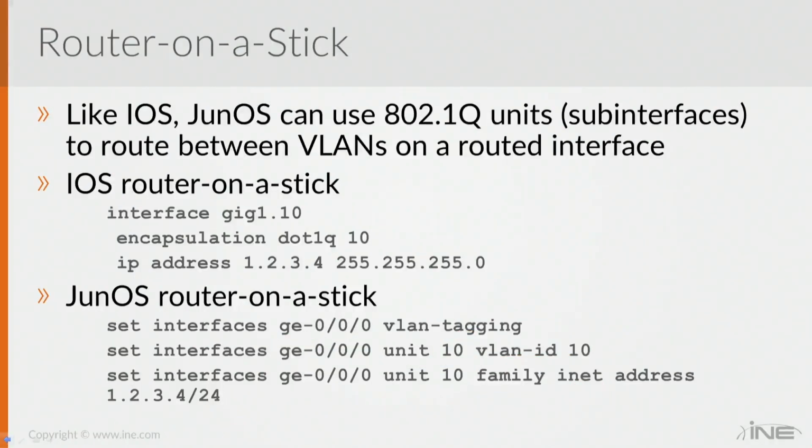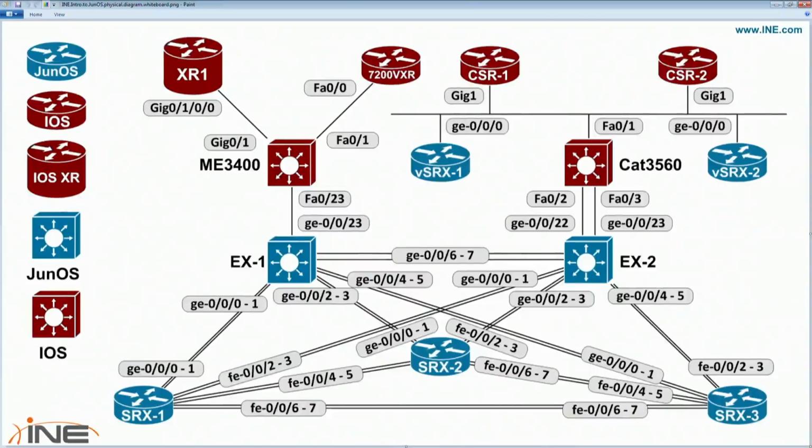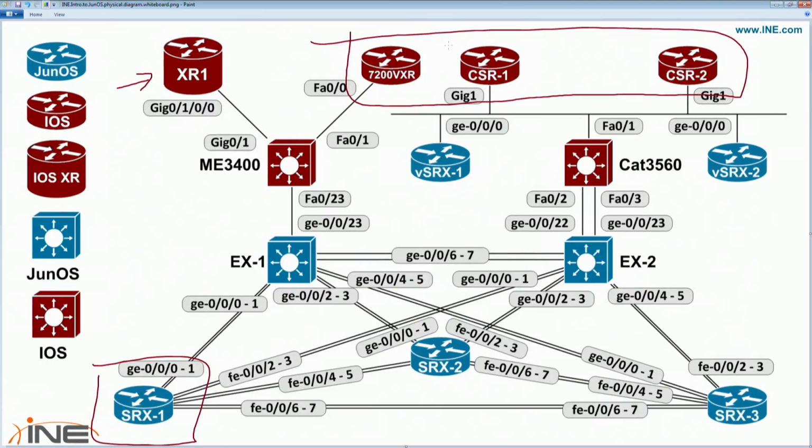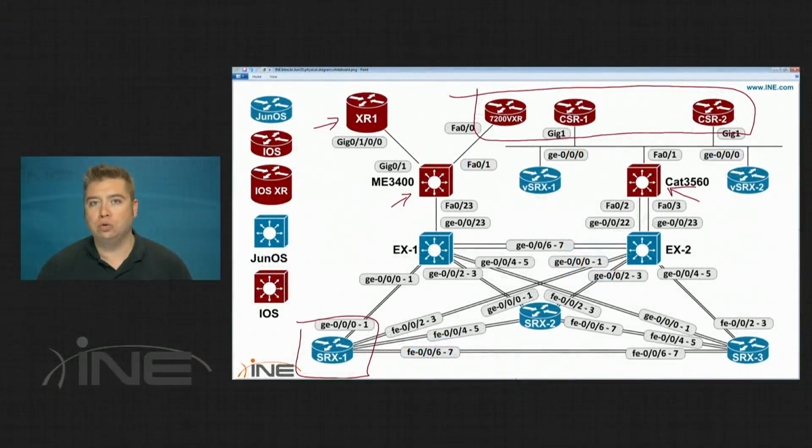Okay, so let's take a look at this on the CLI, and let's take a look at our physical diagram that we're going to be using, where let's say that we want to get basic connectivity between some of the SRX routers. We're going to start with SRX1, and we're going to try to get connectivity to some of the other IOS devices. So we have XR1 up here, which is running IOS XR, and then we have our other regular IOS devices, the 7200 VXR, the Cloud Services Routers, and then we have the Catalyst switches, the ME3400 and the Catalyst 3560. So ultimately, in terms of Ethernet, we're trying to establish just basic layer 2 connectivity.